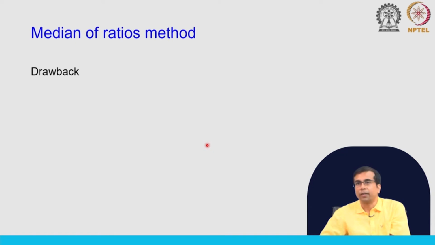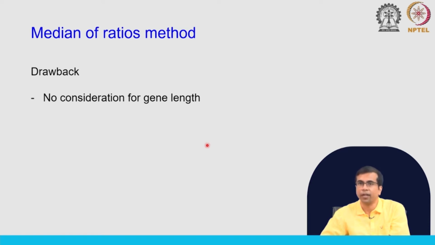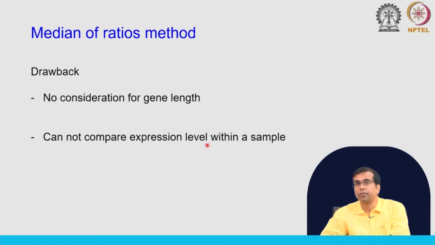So, what are the drawbacks of this median of ratios method? We have seen that this can address the RNA composition bias issue. One of the major drawbacks, of course, is that there is no consideration for gene length. This means we cannot do a comparison within a sample, so we cannot compare expression levels of genes within a sample.